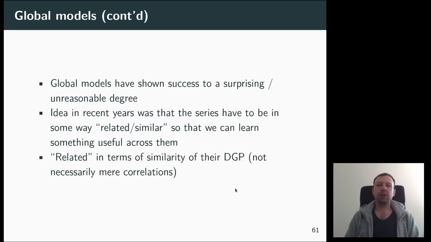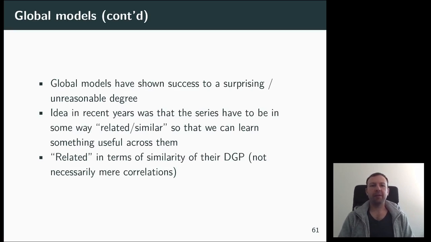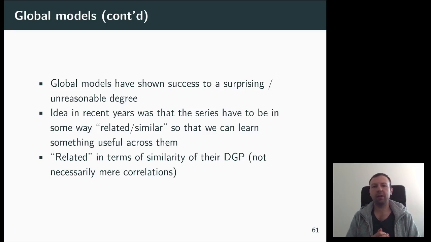So these global models have shown success, really to a nearly surprising, unreasonable degree. And the idea in recent years was always that the series that you learn across have to be similar or related in certain ways. They all have to be product sales or share kind of the same seasonality or something like that, so that we can learn something useful across them.